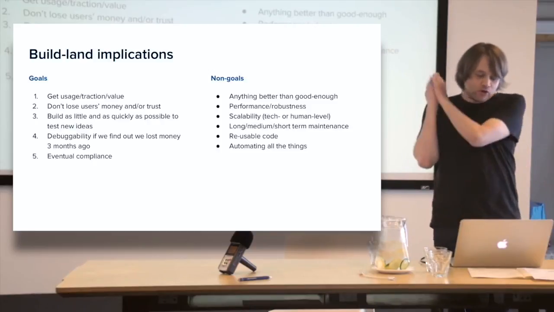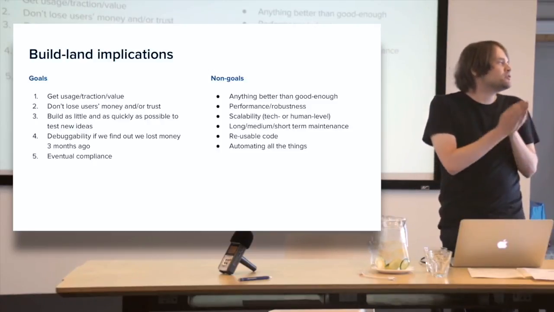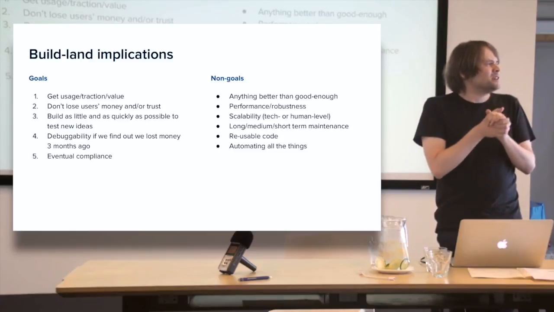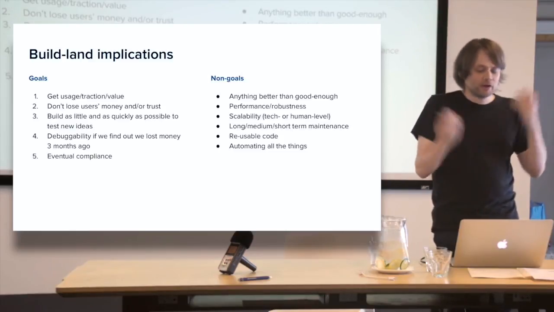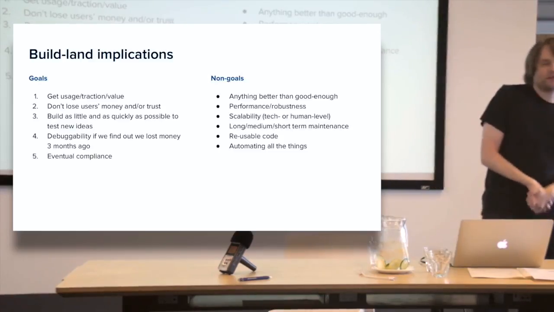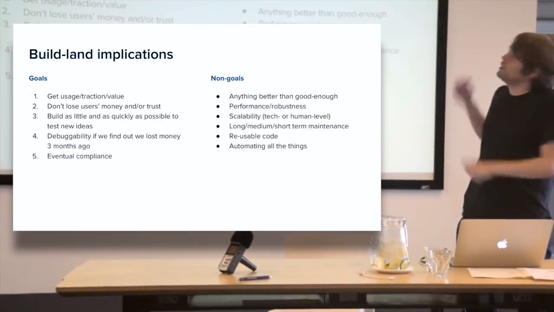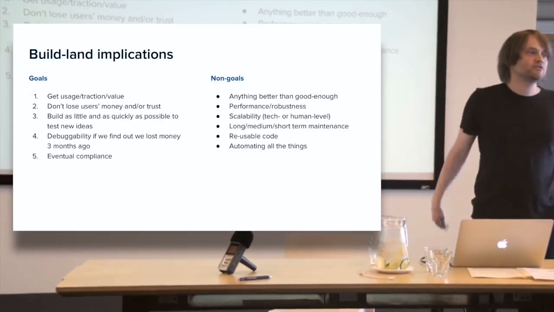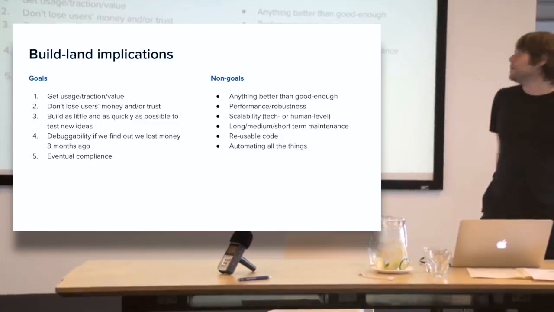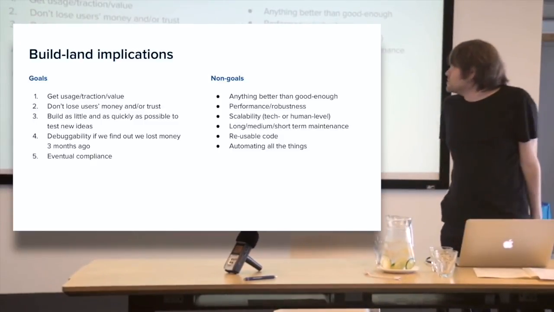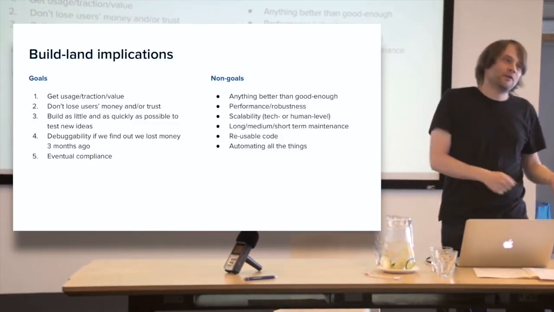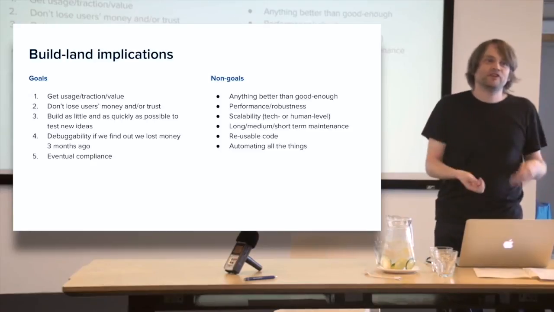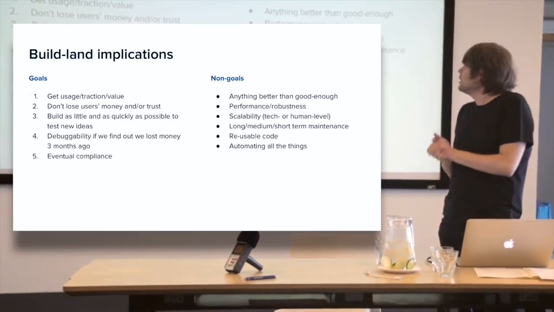So this is still the standard kind of stuff. If you look at startup mythology, or whatever you want to call it, in terms of building stuff, you've got the typical things. The number one thing you care about is getting user traction, or you die. But also, we really care about not losing users' money. But also, we want to build as little as possible because whatever we're building is probably wrong.